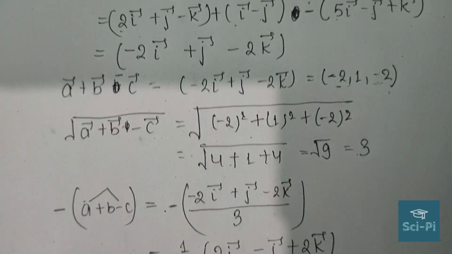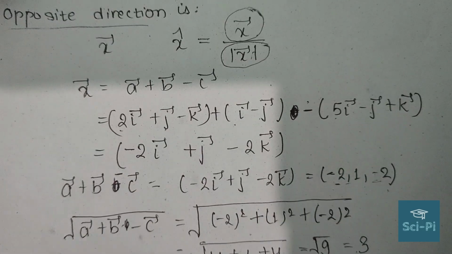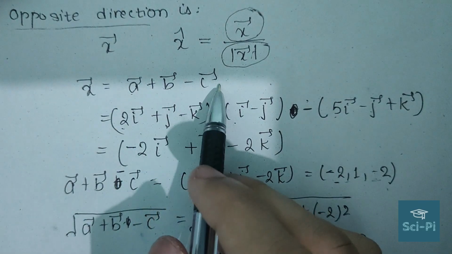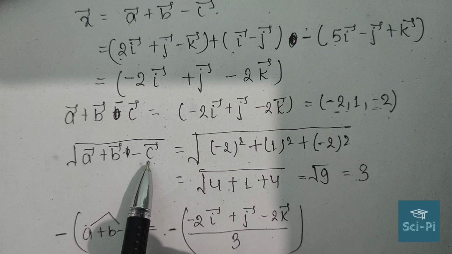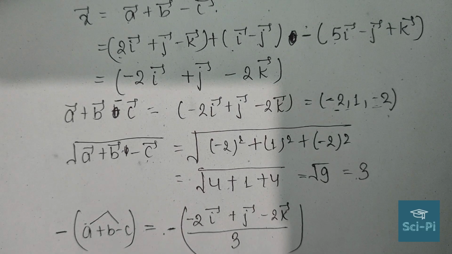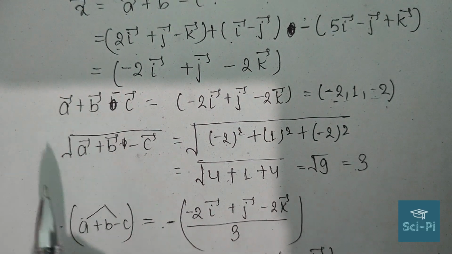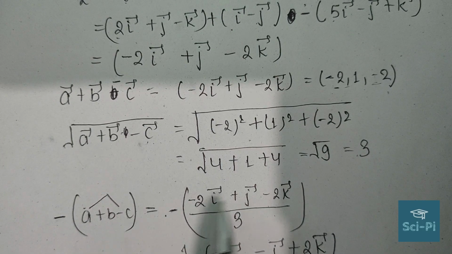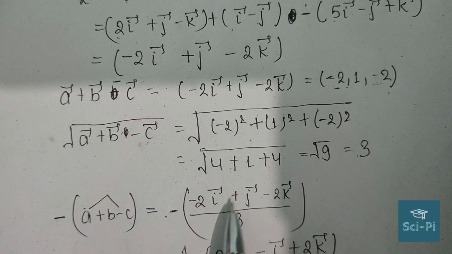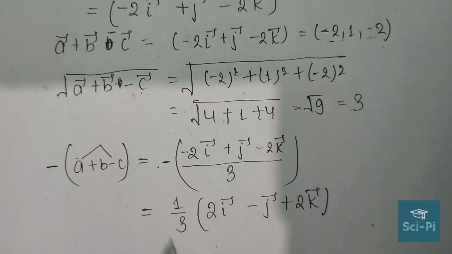So what we did, just a quick revision, we found a vector plus b vector minus c vector, then we found the magnitude of a vector plus b vector minus c vector, and since it asks for the opposite direction, we put a negative sign in front, and we find the unit vector by putting the vector divided by its magnitude, and that is our answer.